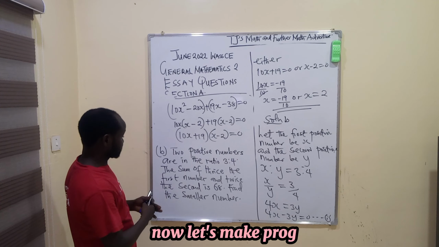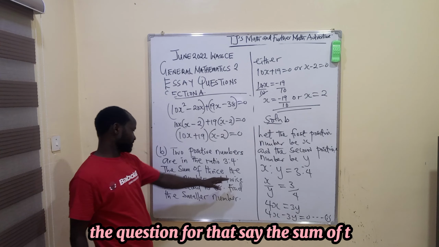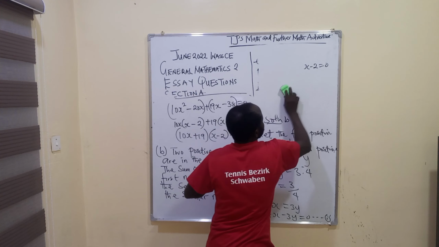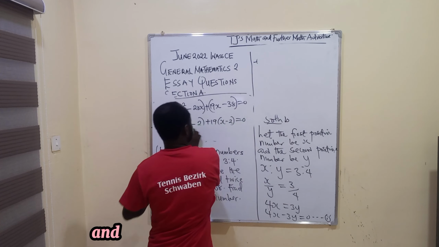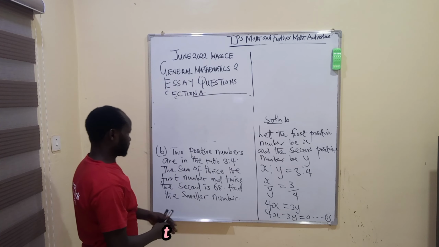Then let's make progress. The question further says the sum of thrice the first number. The first positive number here is x. Let's clean here and here so that we can have enough space. Okay, so this is our equation 1.